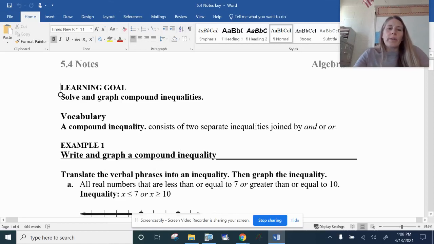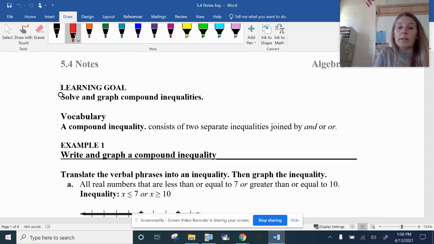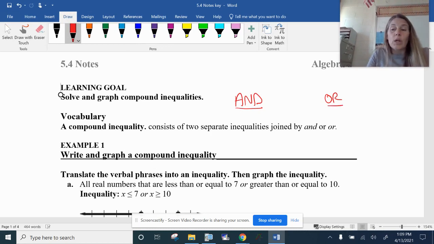Okay, so moving on with our inequalities, today we're going to talk about solving and graphing compound inequalities. And there's two types of compound inequalities. There's the and problems, and there's the or problems. So an or problem is really going to be two separate inequalities. Like you might say something is less than 2 or greater than 10. So you have two separate inequalities that you'll solve and graph.